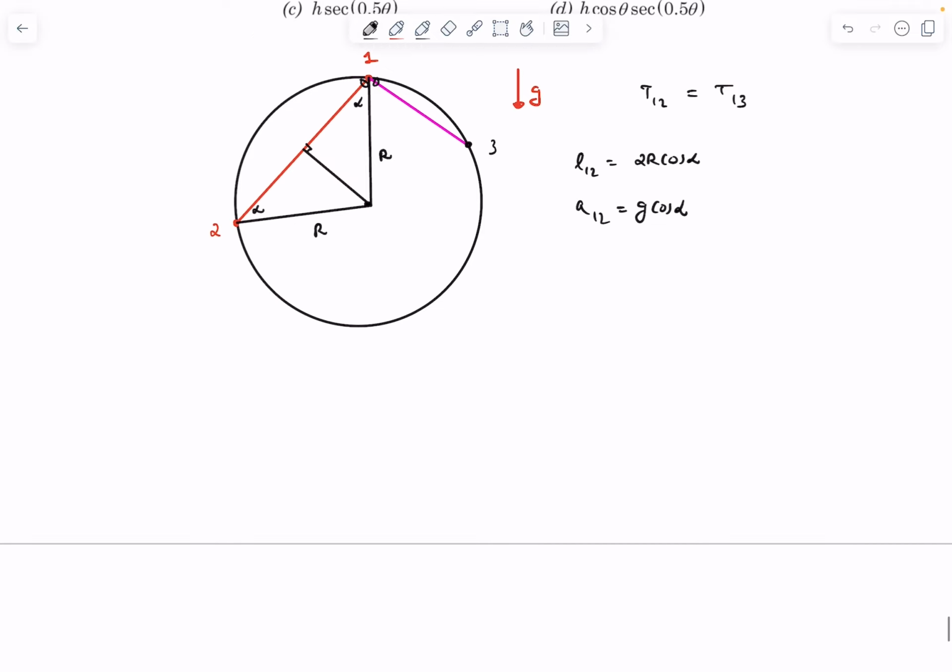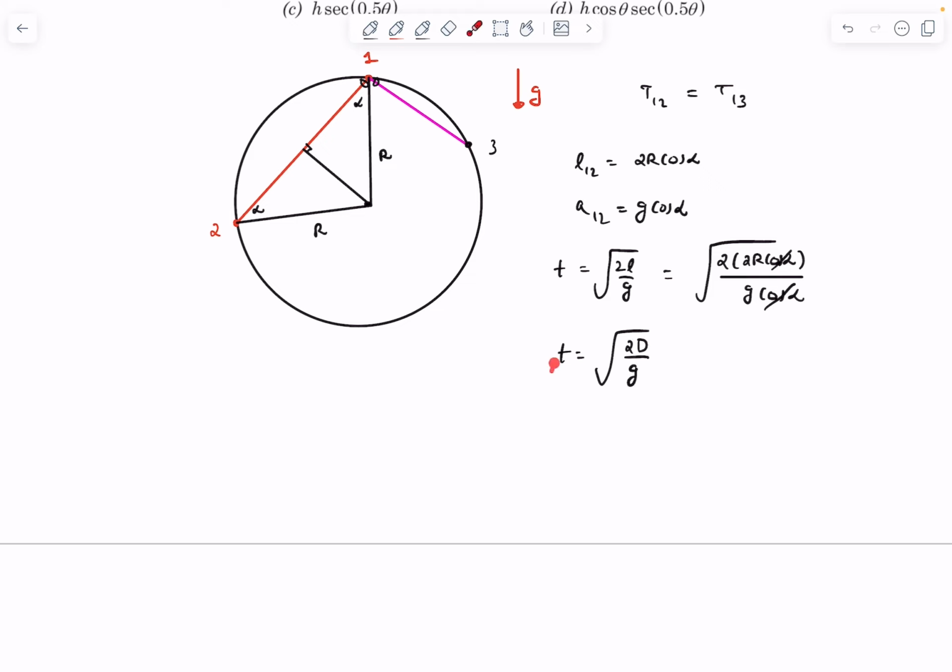So now we can directly apply the time relation, which was square root 2L by g, right? So here if we apply it, it's going to be square root of 2 times 2R cos alpha over g cos alpha. And here if you observe, it turns out to be independent of alpha. So the time turns out to be square root of 2 times the diameter of the circle divided by g.